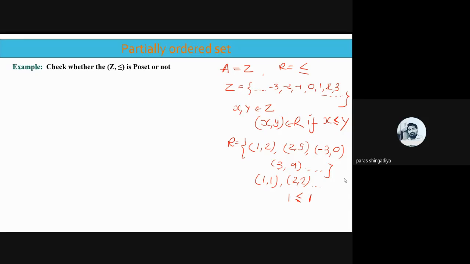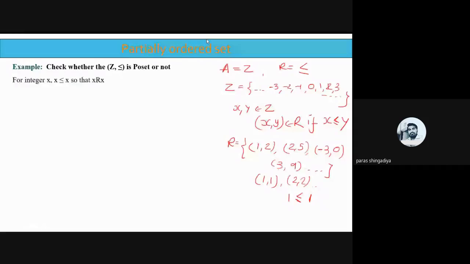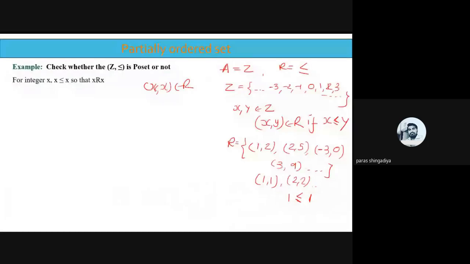Clear? So here we have to check whether it is a partially ordered set or not. What is the first condition of a partially ordered set? The first condition is the reflexive condition. So for integer x, because that is a set of integers here, for every x belongs to Z, we'll check whether (x, x) belongs to R or not.